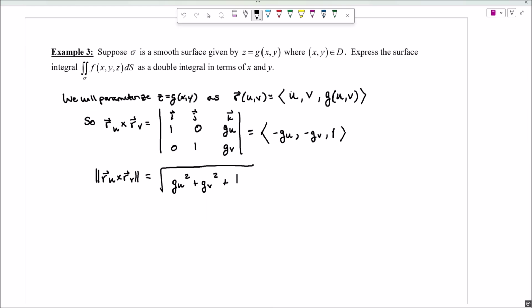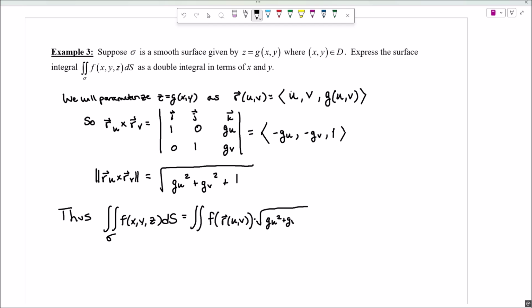And this allows me to go ahead and rewrite my given integral. So my double integral over sigma of my original function can actually be re-expressed as a double integral where I have my function being updated in terms of my parameterization and then multiplied by my norm of my cross product, and then I'm just integrating over some region D down in the UV plane.